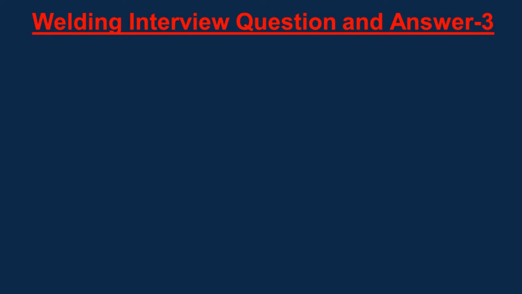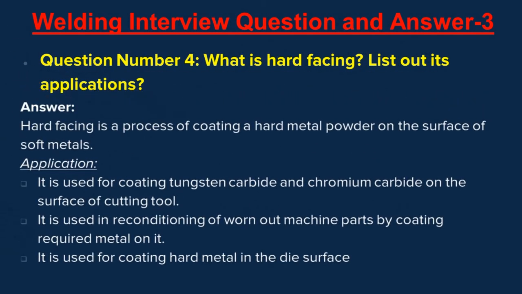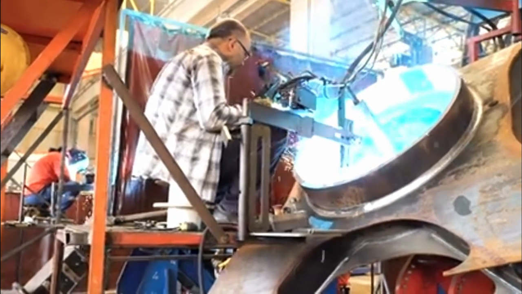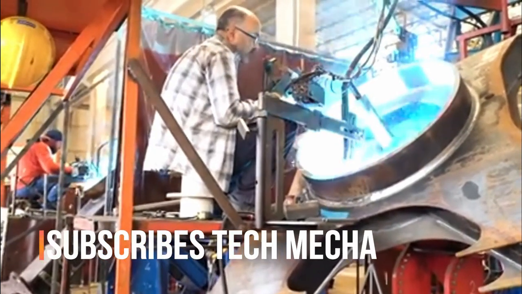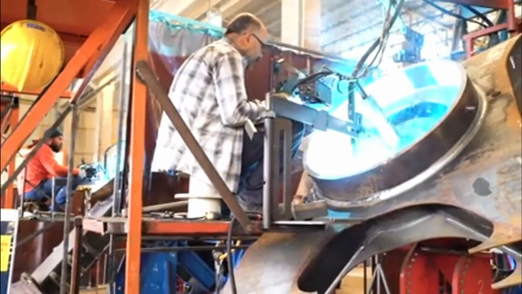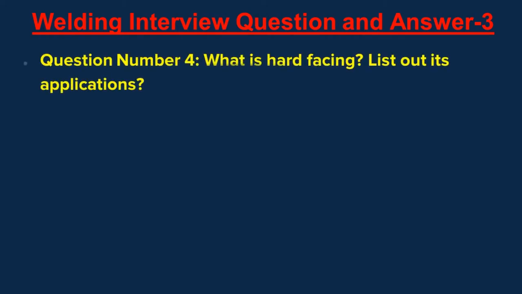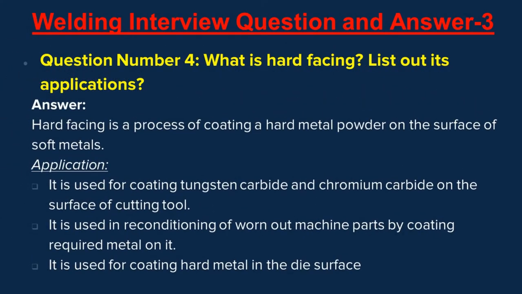Question number 4. What is hard facing? List out its applications. Answer. Hard facing is a process of coating a hard metal powder on the surface of soft metals. Application: it is used for coating tungsten carbide and chromium carbide on the surface of cutting tools. It is used in reconditioning of worn out machine parts by coating required metal on them. It is used for coating hard metal on the die surface.